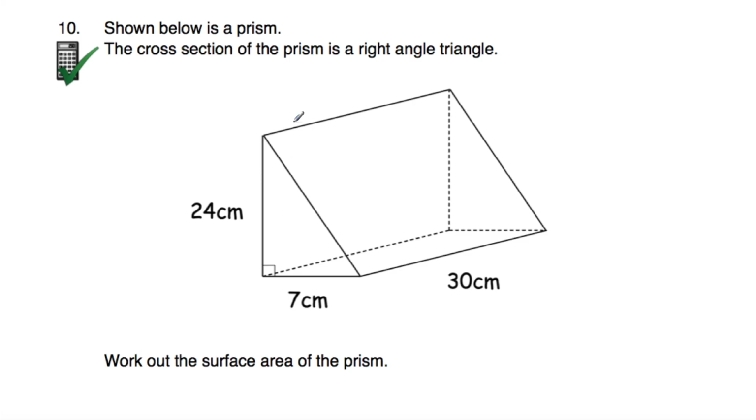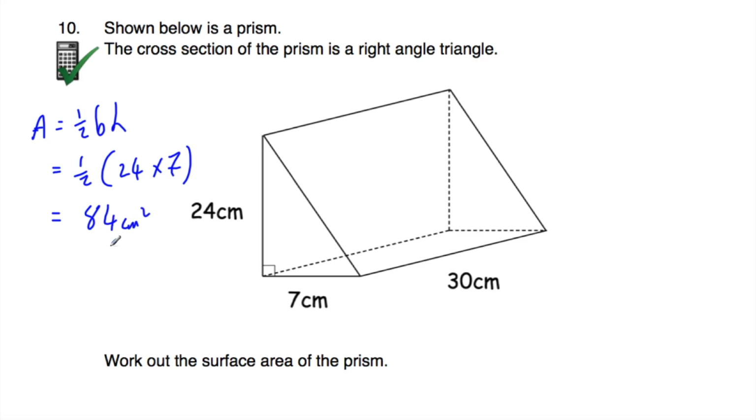Okay, so let's find the total surface area for this prism. Let's start off with the front. The front is a triangle, so the area for a triangle is equal to half the base times the height. So we're going to do a half of 24 times 7. When we type that into our calculator, we get an answer of 84 centimeters squared. So that's the area of the front of this triangular prism.